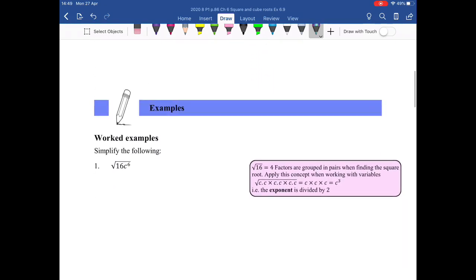Let's look at some of the worked examples. These you will find in your book. It just explains what I'm going to go through today.